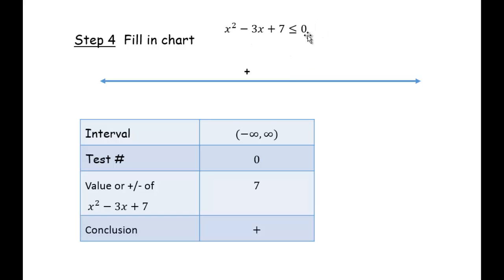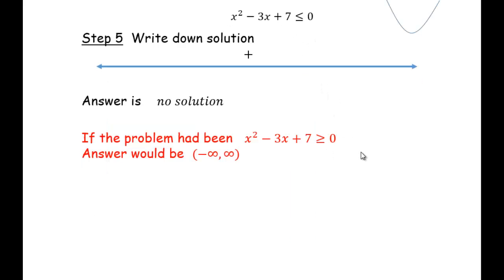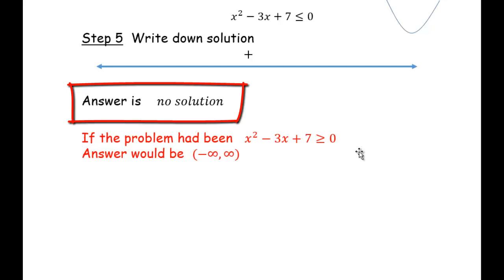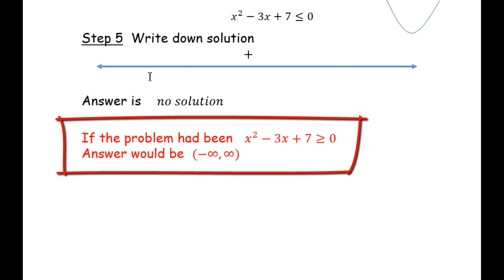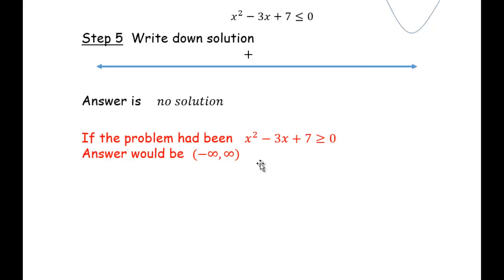And then I go back to the original inequality and I say, well, what did I want? Did I want positives or negatives? I wanted negatives plus 0. So there is no solution. The expression on the left is always positive, so it will never be less than or equal to 0. If the original inequality had been turned around, greater than or equal to 0, then every number in this interval would have been a solution, and my solution would have been -infinity to infinity.